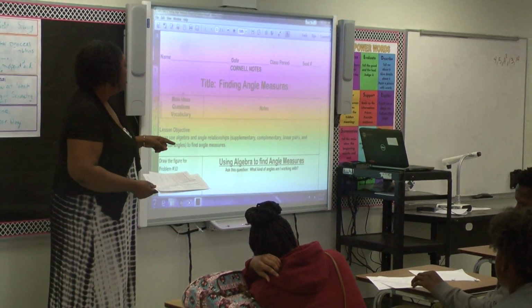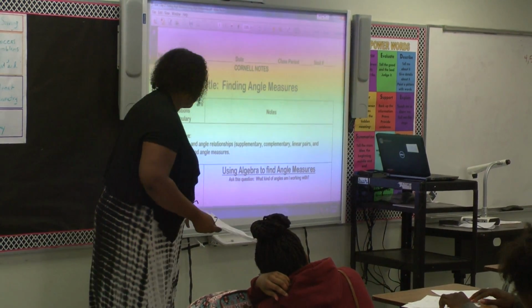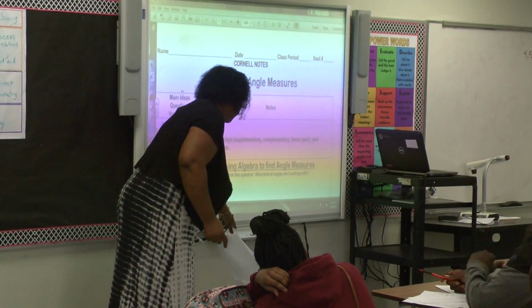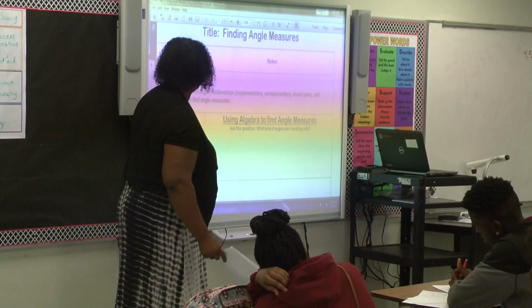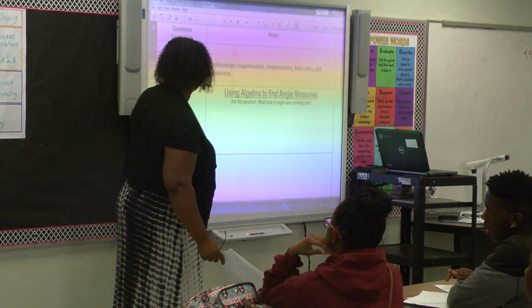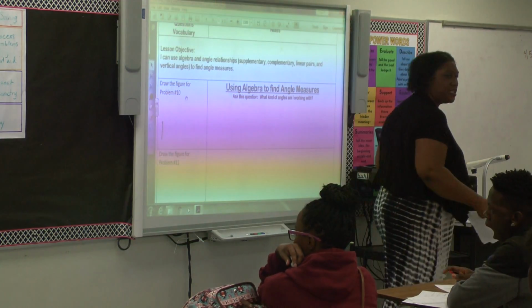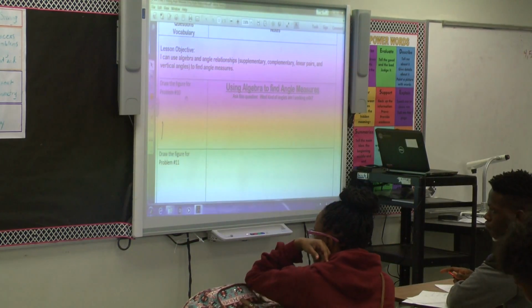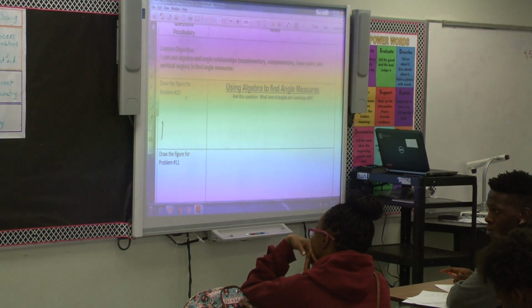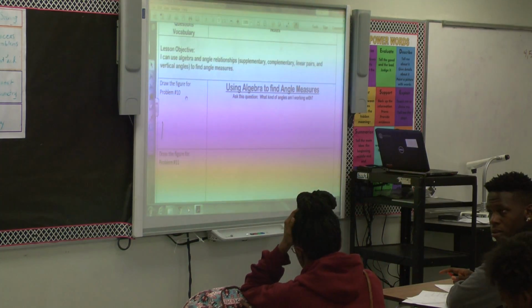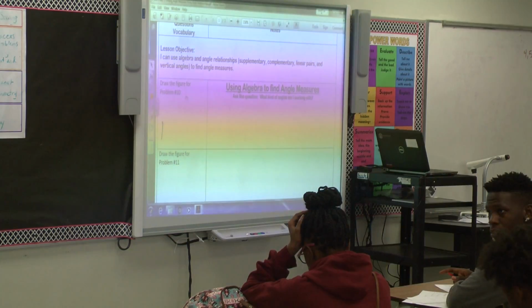Angle measures. So our objective today on our corner notes, we're going to annotate. That means we're going to mark up the text about the objective. So I need a volunteer to read what our objective is for today. "I can use algebra and angle relationships, linear pairs, and to find angle measures."